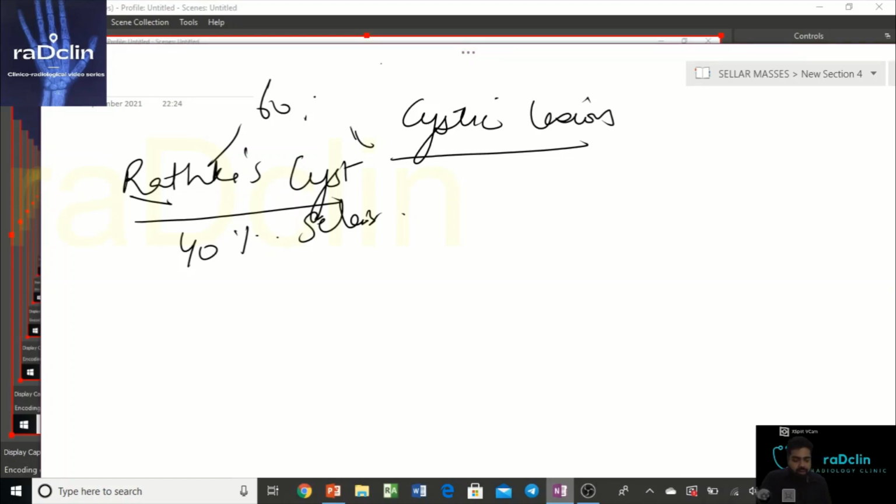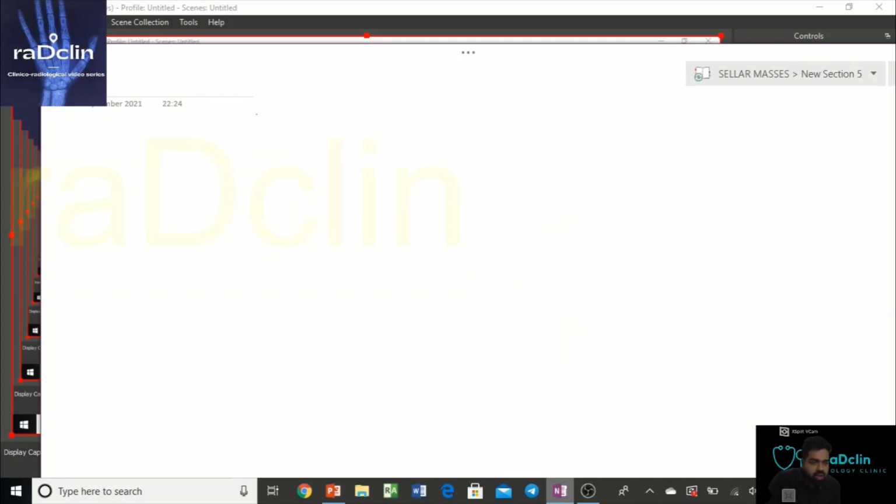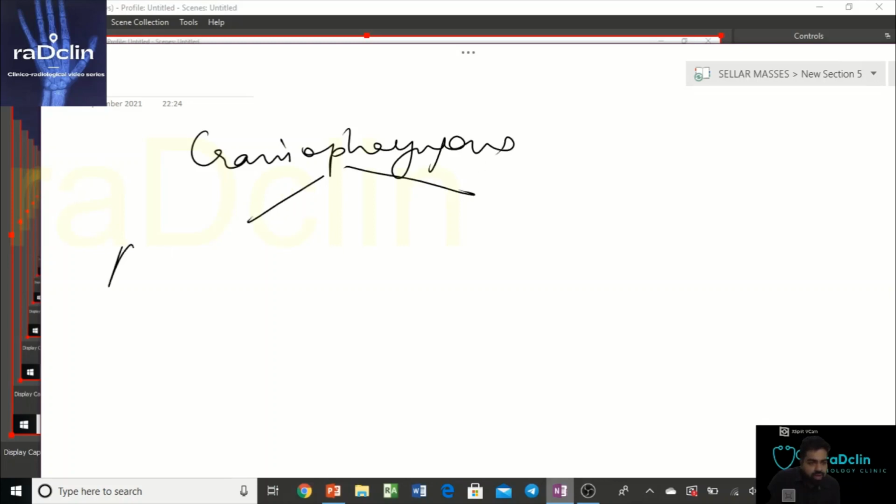Now important is that we need to differentiate Rathke's cleft cyst from a very close differential of another cystic lesion, that is the craniopharyngioma. The craniopharyngioma is an epithelial derived lesion, while the Rathke's cleft cyst is an endodermal derived lesion. Pathologically, craniopharyngioma is divided on the basis of morphology into two types. One is the adamantinomatous and the other is the papillary.